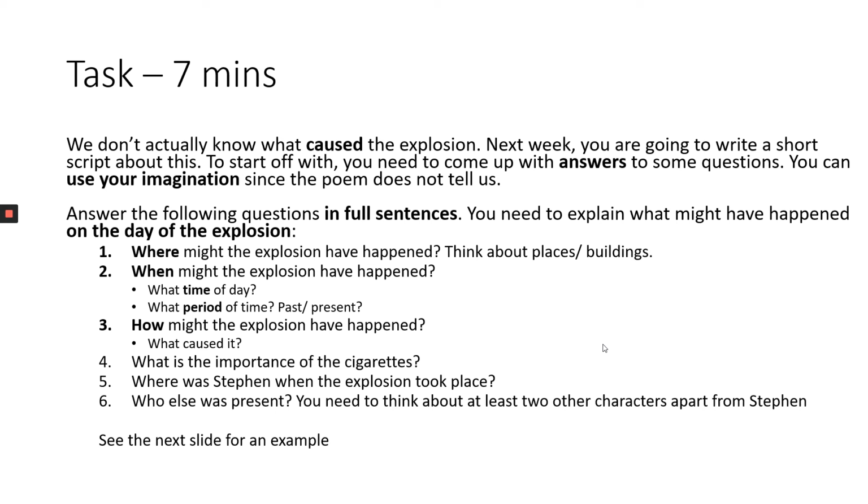Stephen was obviously killed in the explosion, so where was he? Was he next to whatever it was that exploded? Was he caught in it accidentally? Was he responsible for the explosion? And who else was there? Now, you're going to need to create 2 other characters apart from Stephen. So you need to think who else might have been involved, whether the older boys who were mentioned in the poem or 2 other characters. You're going to spend about 7 minutes writing your answers to this.